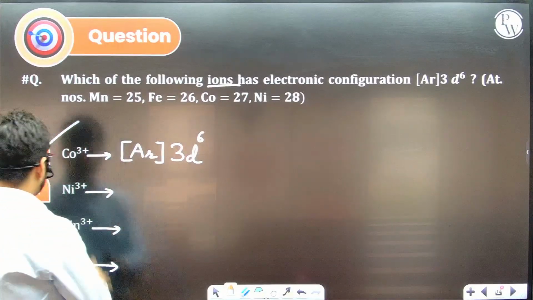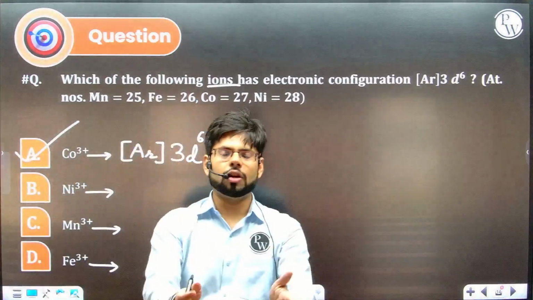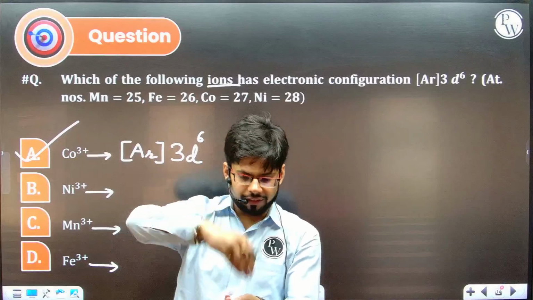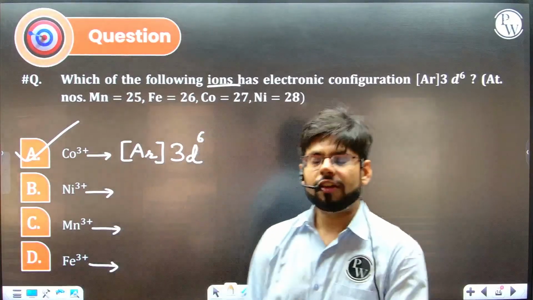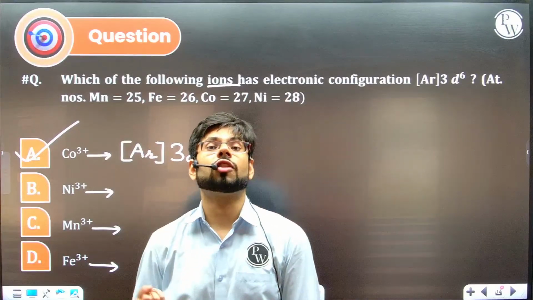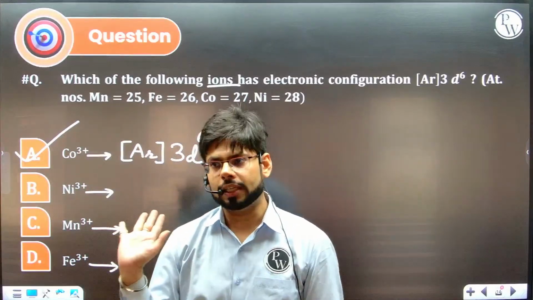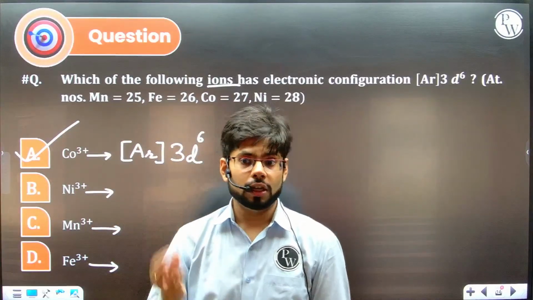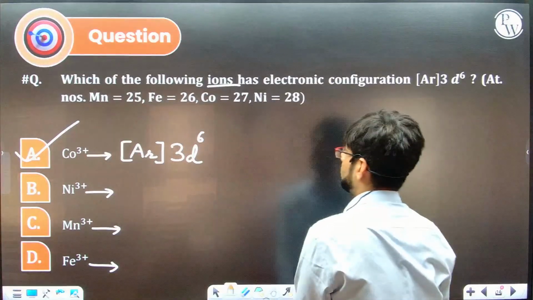For all of these again we can write in the same way. That means we first write the electronic configuration of the neutral atom and then we remove the required number of electrons in order to make it positively charged. While removing electrons, please remember that we have to remove electrons first from 4s and then from 3d. Don't start removing electrons from 3d. You have to start removing electrons from 4s. So A is the correct answer.